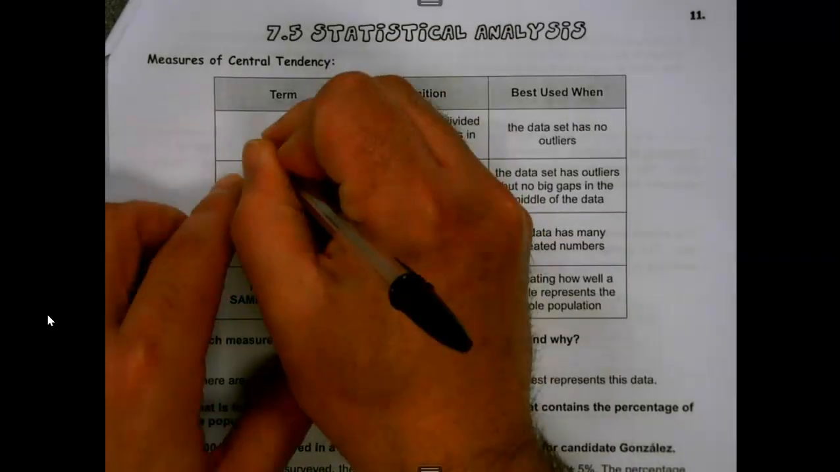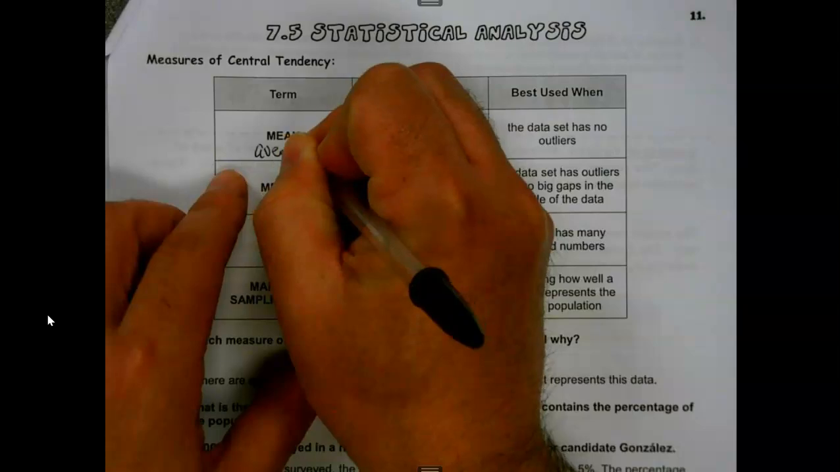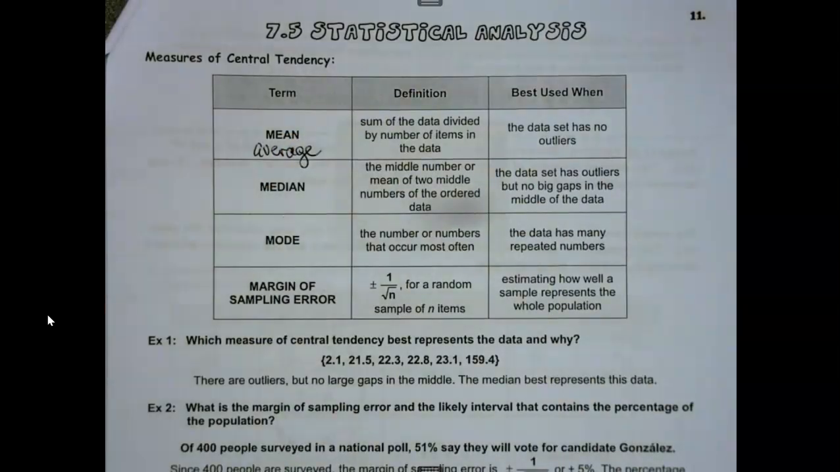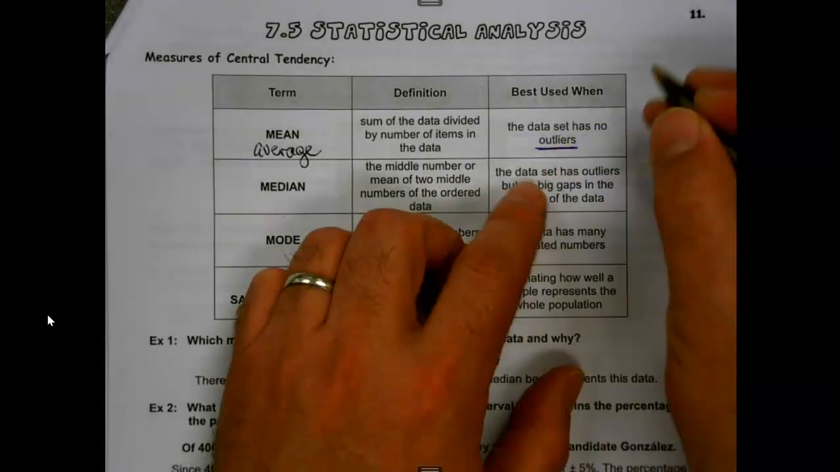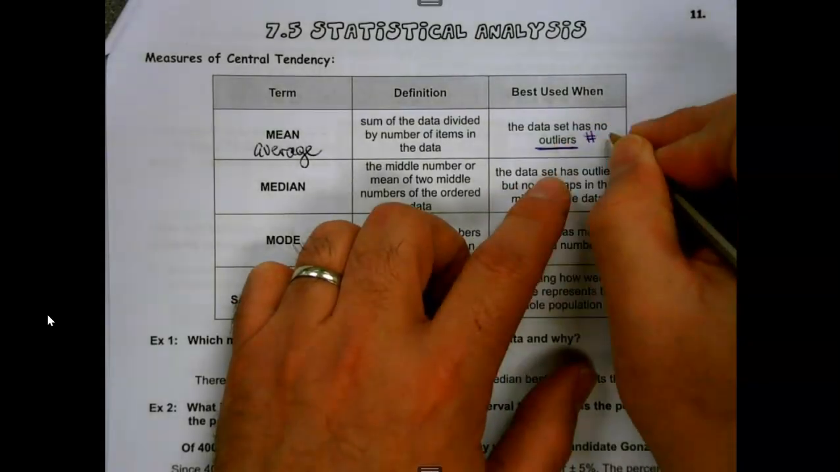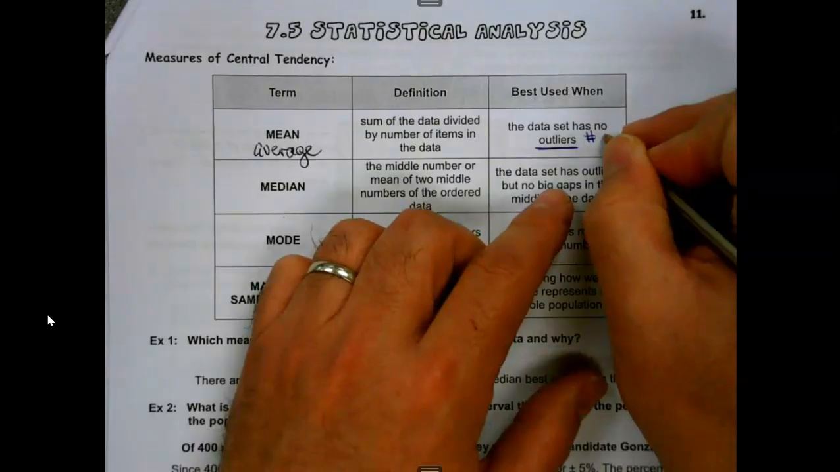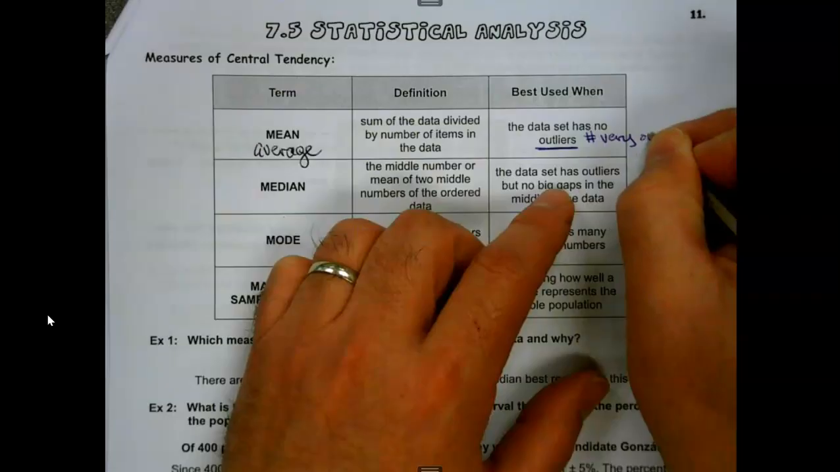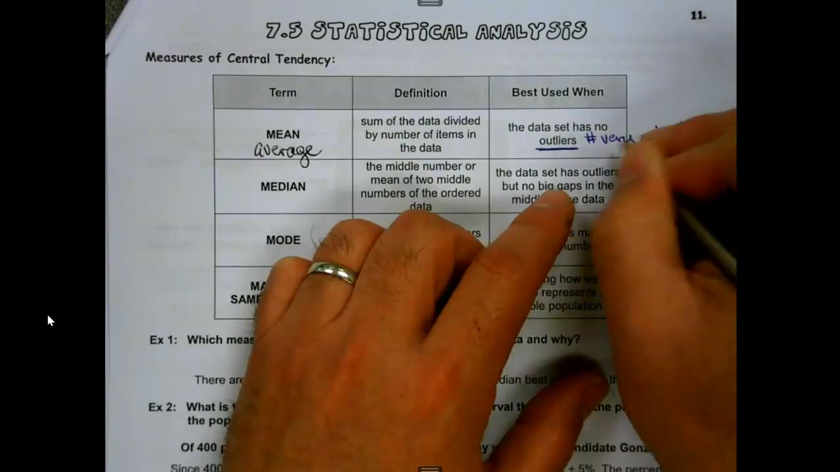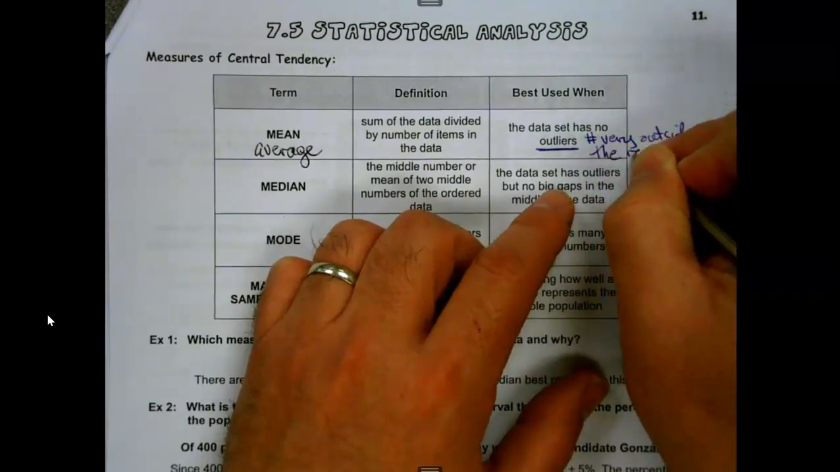Mean, another word you may have heard of here somewhat often, is an average. You're going to add up all your data points and divide by the numbers in the data. It's like how you find an average in anything. The biggest thing here is that it's best used when the data set has no outliers. Now, what's an outlier? A number that's very outside the range that you are in.